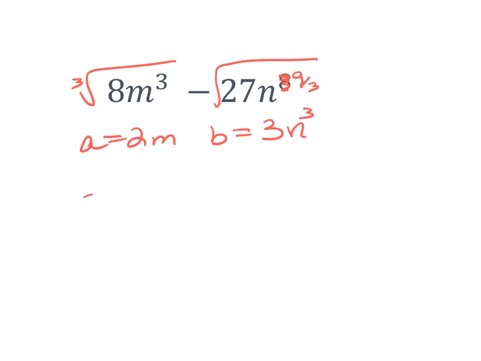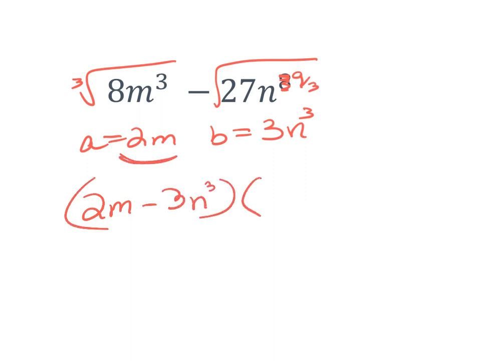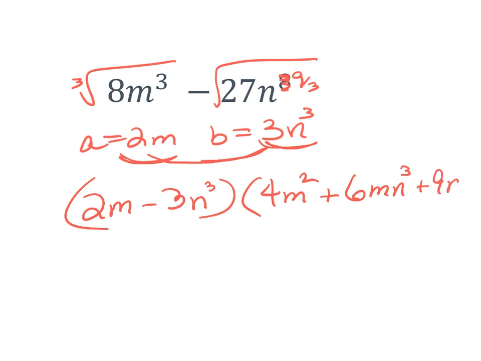So again, same sign. Square this one. Opposite sign. Multiply these two. And then square the last one. And you're done.